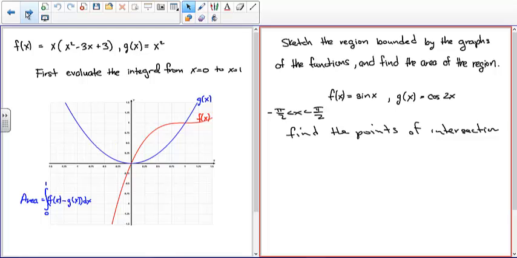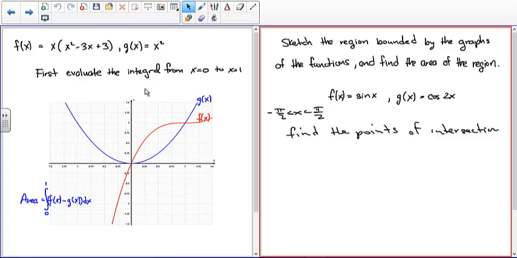So this is a similar kind of problem. Sketch the region bounded by the graphs of the functions. Find the area of the region. Find the points of intersection. These are, well, between negative pi over 2 and positive pi over 2, those may not be the points of intersection. That's just the area that we need to look for.